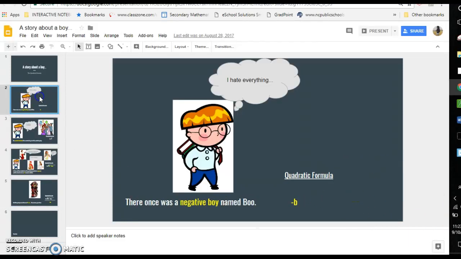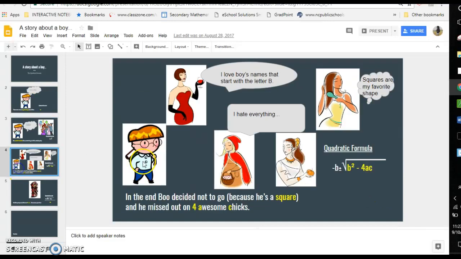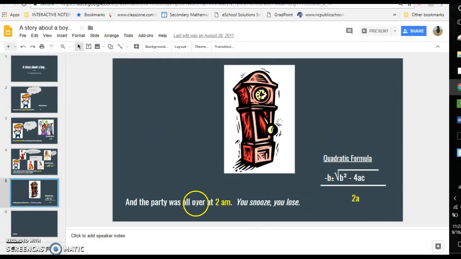So going back, the negative boy, that gives you negative B, or we'll say opposite B. Then he couldn't decide, that's the plus or minus. Go to the radical party, that's the square root sign. Because he was a square, that's B squared, and he missed out on 4 awesome chicks, that's the minus 4AC. And the party was all over at 2 a.m., so all over 2A.